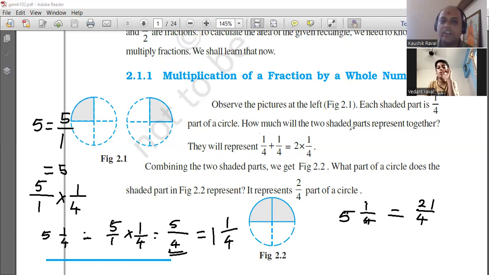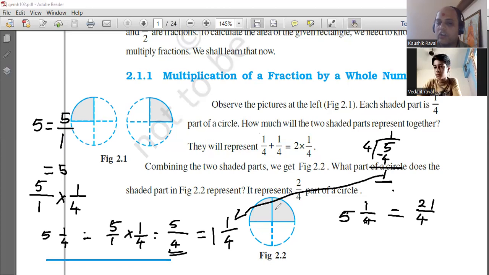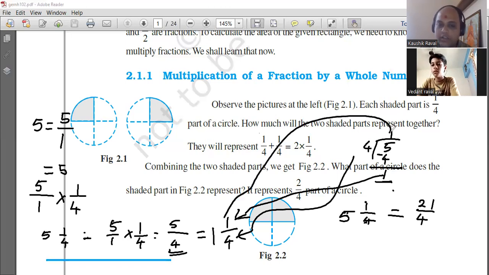How did we get it here? Simple. 5 divided by 4. 4 ones are 4. 5 minus 4 is 1. Whatever is your remainder, that becomes your numerator. Your divisor is still your denominator, and this becomes the whole number, your quotient.